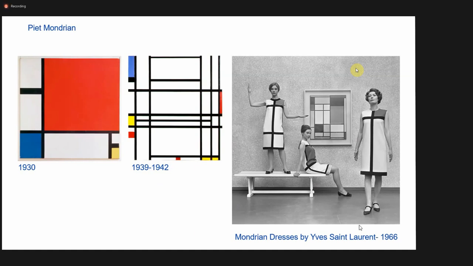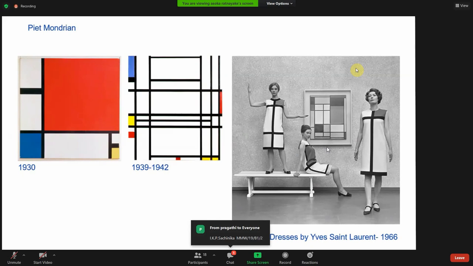And this was done by Yves Saint Laurent, a fashion designer. This has colors, but I didn't put the colored image because I'm not sure whether it's the original one or not. So this is the original dresses, and there are several dresses repeated in this Yves Saint Laurent Mondrian dresses collection. Okay, that's how the artist inspired some other forms also.